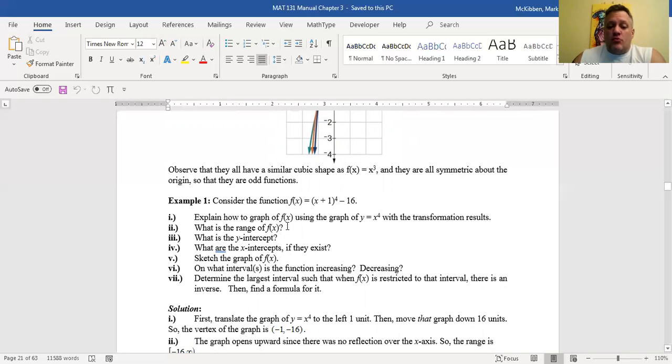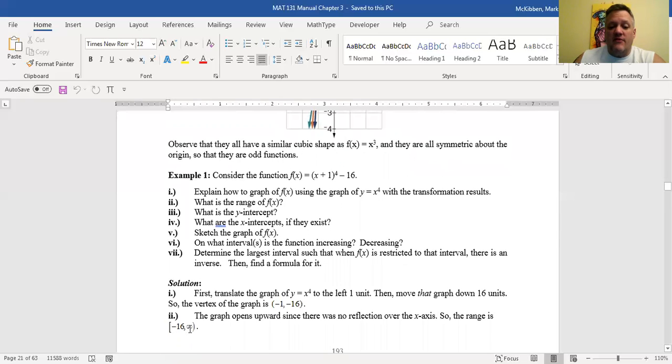So what is the range? Remember, the range of a function is the set of outputs that are retained, all the y values that are retained on the graph. And so here, we know that since that's the vertex and it opens upward because there's no negative multiple, -16 is the lowest y value, and then the range extends up to +infinity. And so the range is this half closed interval from -16 to infinity.